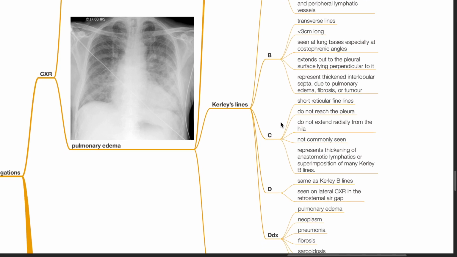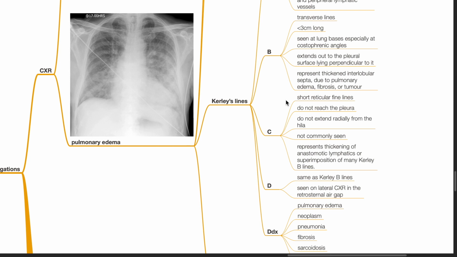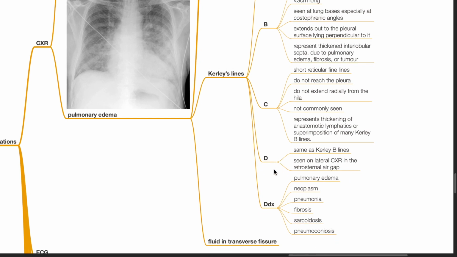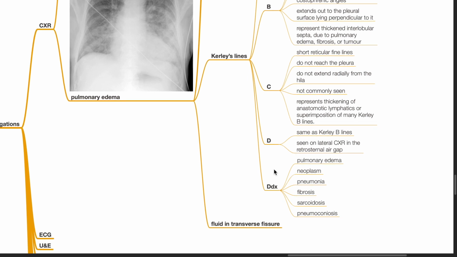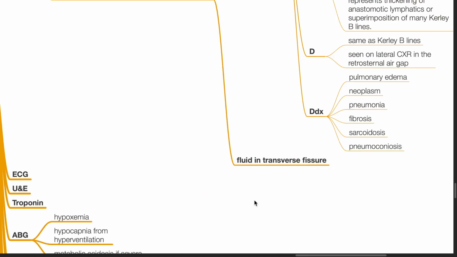Curly C lines are short reticular fine lines that do not reach the pleura. They do not extend radially from the hilar. They are not commonly seen and represent thickening of anastomotic lymphatics or superimposition of many curly B lines. Curly D lines are equivalent to the curly B lines but seen on lateral chest X-ray in the retrosternal air gap. Differential diagnosis for curly lines includes pulmonary edema, neoplasm, pneumonia, fibrosis, sarcoidosis, and pneumoconiosis. Fluid in the transverse fissure may be seen.